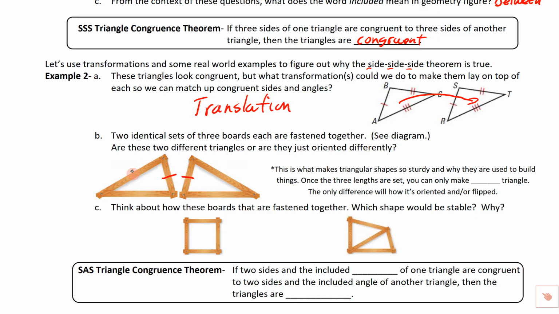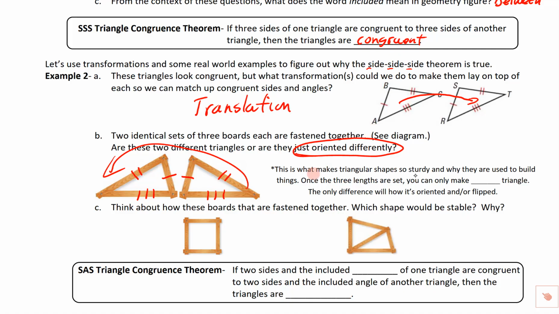So those two would be the same, these two would be the same, and these two would be the same. So we've kind of got our side congruence here, but more importantly than that, if these were two identical sets of the same three boards, all I'd have to do is take this one and flip it over here, and it would be oriented the same way. So I could just rotate this around, flip it on top of there, and everything would be okay. So they're just oriented differently. That's all that's happening here.